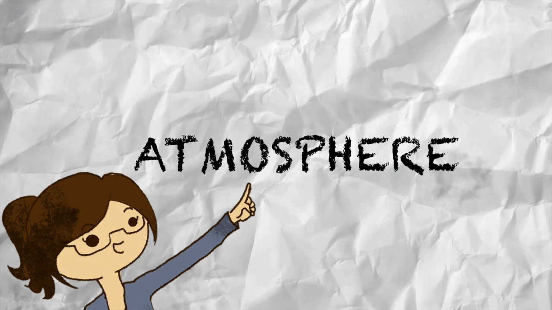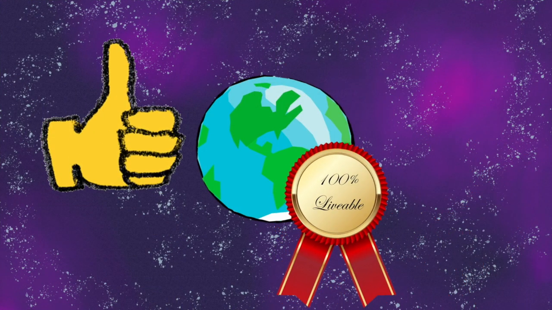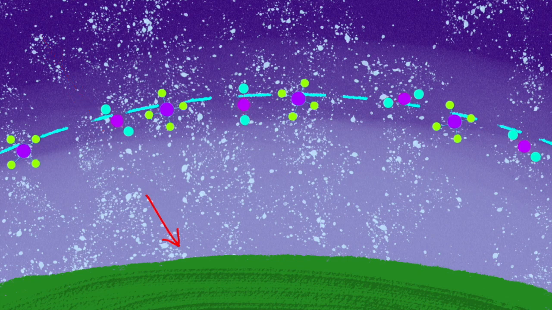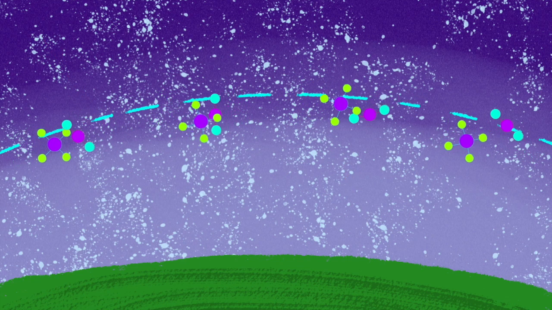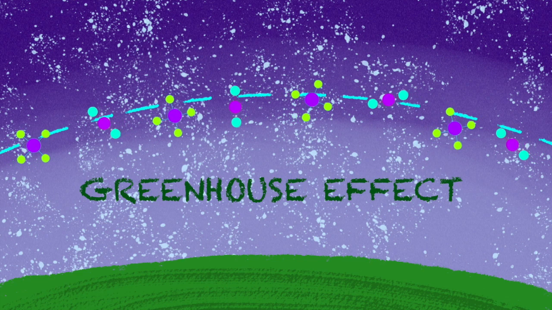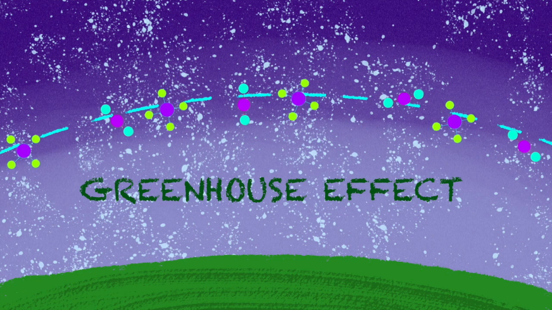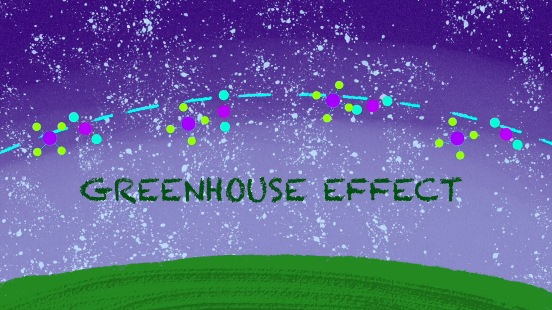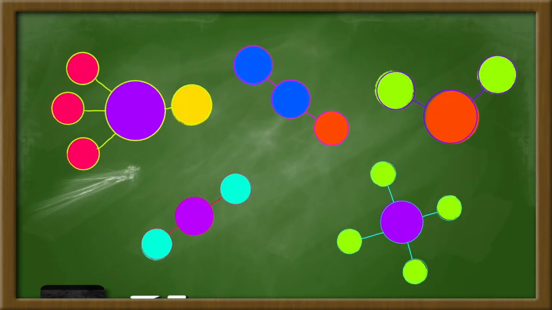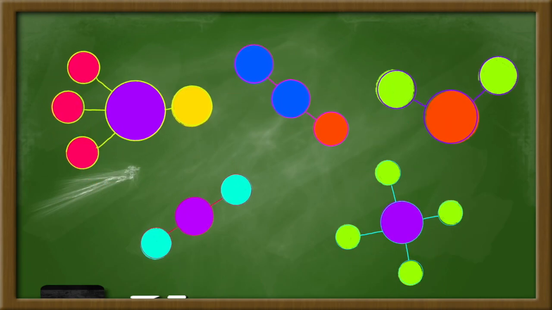Next is the Earth's atmosphere. Our atmosphere protects us from enough of the sun's radiation so that in our solar system, Earth is the only planet that has the right conditions to sustain life. As the sun radiates heat to the Earth, much of this heat is trapped by greenhouse gases located within the atmosphere and then is redistributed more evenly throughout the Earth. This is known as the greenhouse effect. Included within the greenhouse gases are carbon dioxide, methane, water vapor, nitrous oxide, and chlorofluorocarbons.